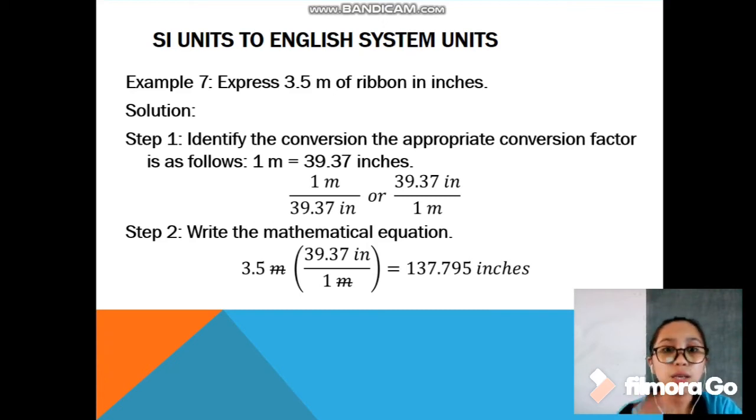After that, you do the operation: 3.5 times 39.37 inches is equivalent to 137.785 inches. Remember, we are essentially multiplying by 1, so there is no change of value. If you get the wrong conversion factor or the wrong value for the measurement in your conversion factor, then you will have the wrong answer. Just be sure you have the correct conversion factor.